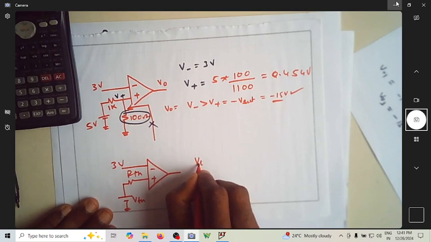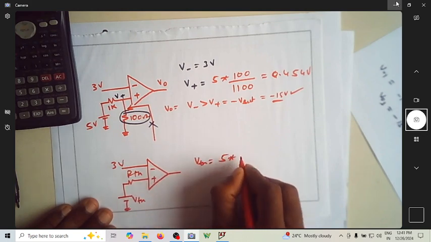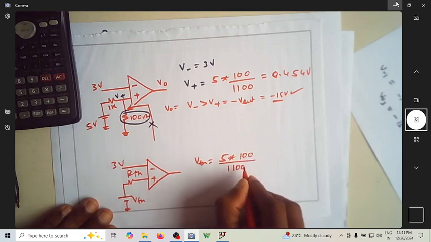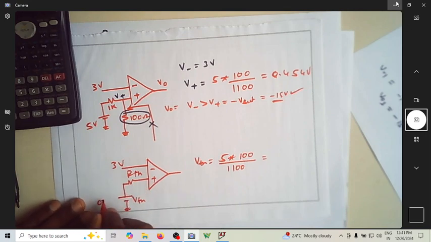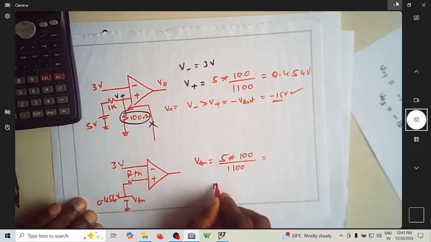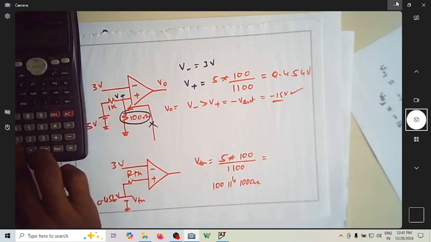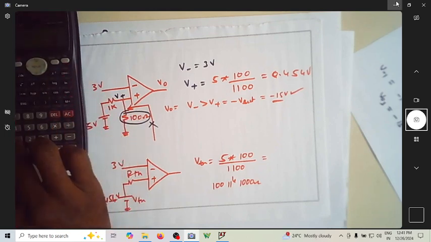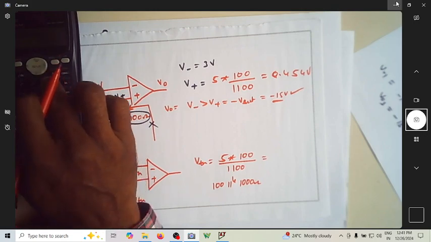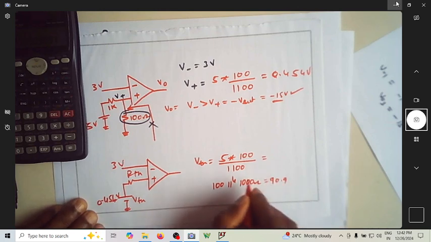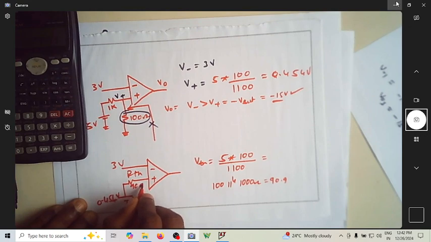V Thevenin is 5 into 100 divided by 1100, which is actually 0.454 volt. How much is R Thevenin? R Thevenin is actually 100 ohm in parallel with 1000 ohm, which is 100 inverse plus 10 to the power 3 inverse, inverted. It is 90.9 ohm.